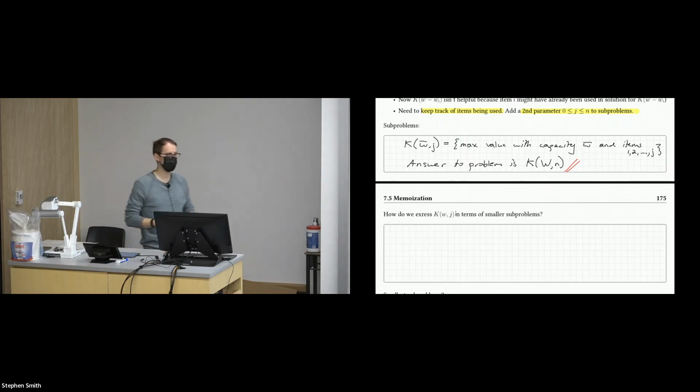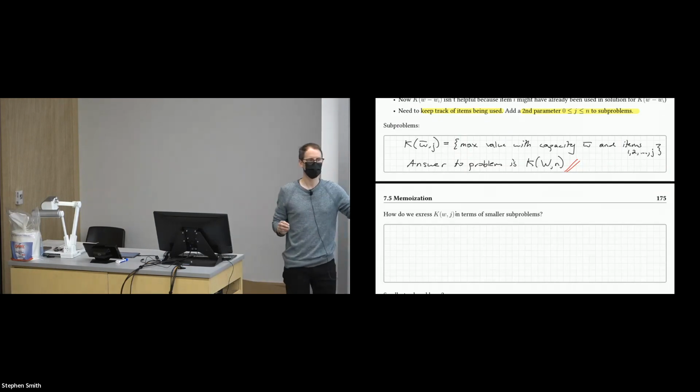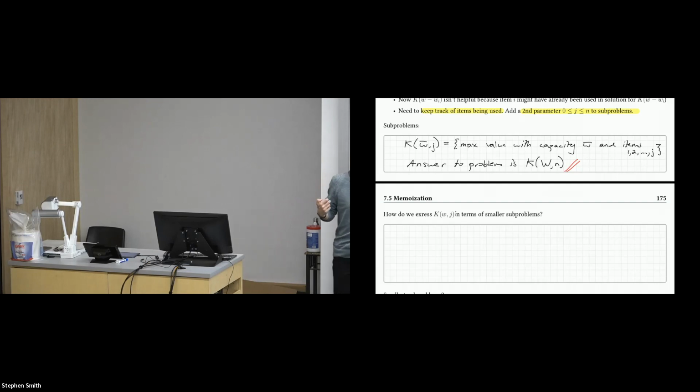So next, how do we express this in terms of smaller subproblems? There's maybe two cases to split it into. Let's look at the last item j, the highest index. If that one weighs more than w, then I know it's not in my solution. And so the solution to this subproblem is just the same as the solution to w, j minus 1, because j was too heavy to even fit in my backpack with capacity lowercase w. So if w_j weighs more than what I have available, then K of w, j equals K of w, j minus 1.